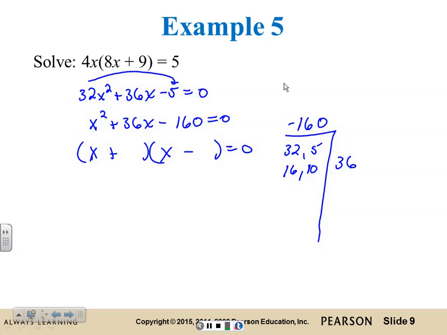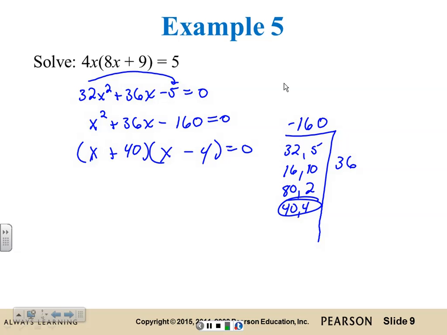So let's try 160 divided by 2. That's going to give us 80 and 2. That's not going to be it. Let's do 160 divided by 4. That's going to be 40 and 4. That's it. So the bigger number has to carry the sign. We're going to have a 40 here and a minus 4 here.